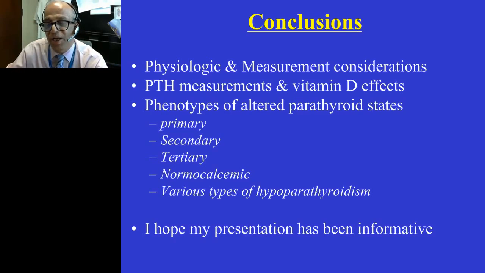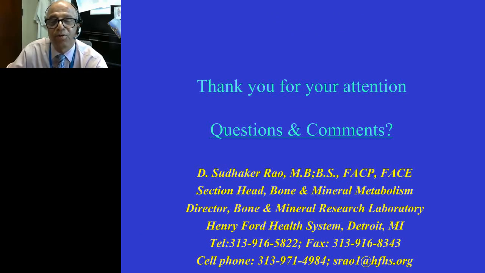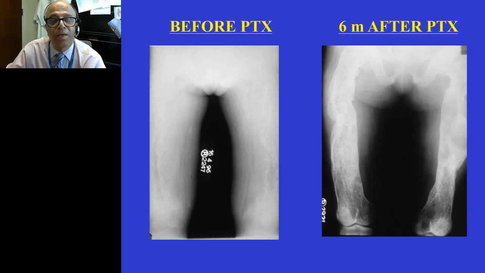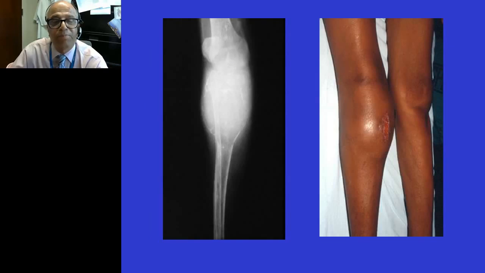Since there is some time, I'll try to give you some examples of cases. Here is a case of severe hyperparathyroidism. Hardly can one see the bone outlines before parathyroidectomy. And 6 months after parathyroidectomy, the bone is reconstituted, but the deformities remain permanent.